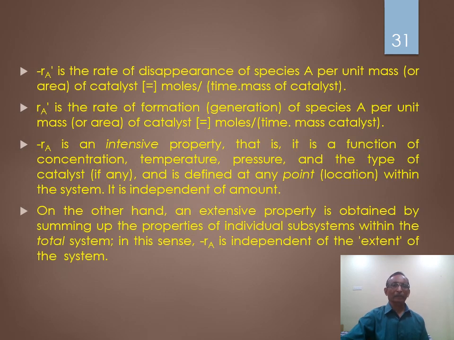Minus RA dash. Dash means catalytic, for the differentiation; or you can write catalytic in brackets outside. Minus RA dash is the rate of disappearance of species A per unit mass or area of catalyst, the minus sign meaning disappearance. Moles per time per mass of catalyst. In place of volume it is mass of catalyst. RA dash, also catalytic, but with plus, is the rate of formation or generation of species A per unit mass or area of catalyst, that is moles per time per mass of catalyst.